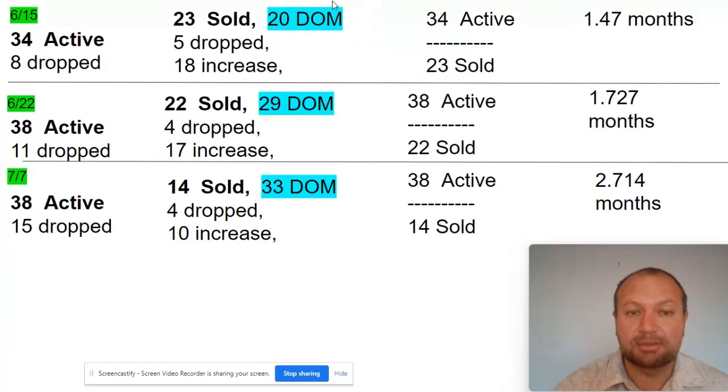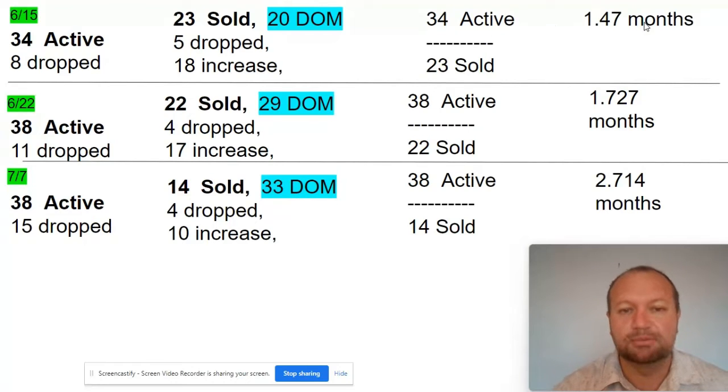Fewer properties are selling. Look how many days. So fewer properties are selling, fewer buyers are buying right now. The days on the market is growing: 20, 29, 33 days on the market. That's a long time compared to January, which was only like 2 weeks on the market. I'm sorry, yeah, like a week on the market.